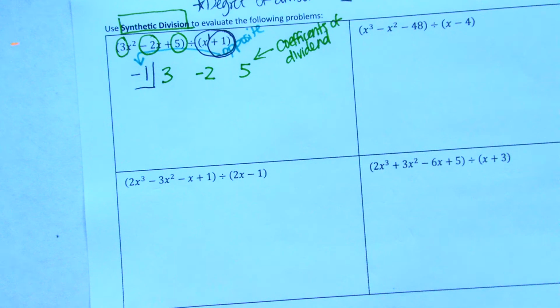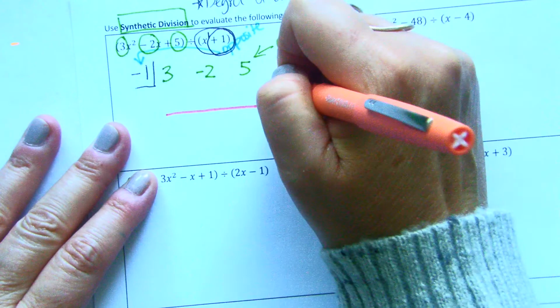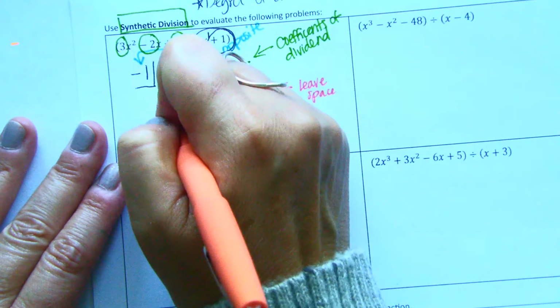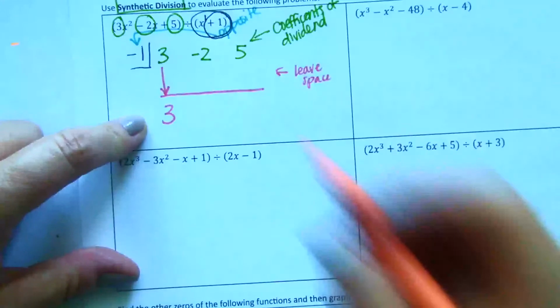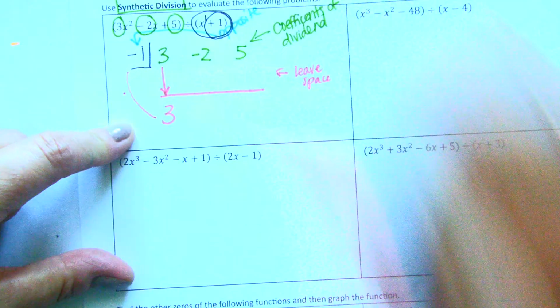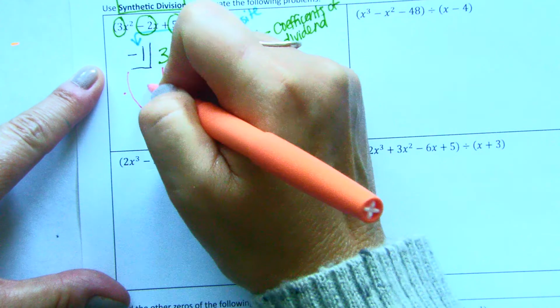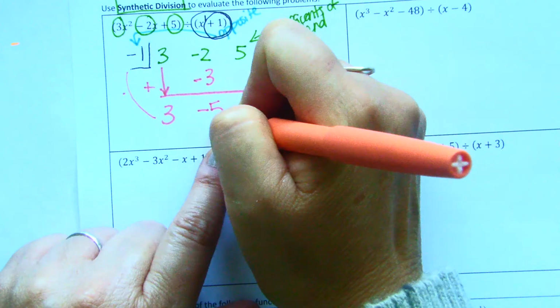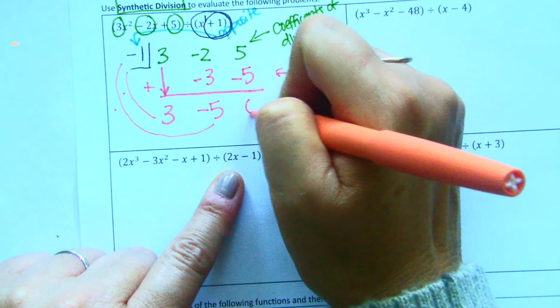Okay, so now let me show you the steps. The way synthetic division works, leave some space here when you set this up. The first term always comes down, and then you're going to multiply. 3 times -1 is a -3. I'm going to put it here, and then I'm going to add these. And then I'm going to repeat. -5 times -1 is a -5, and then I'm going to add.